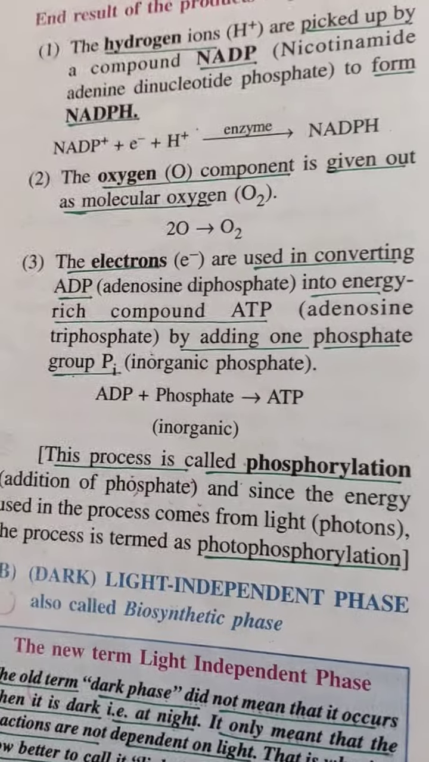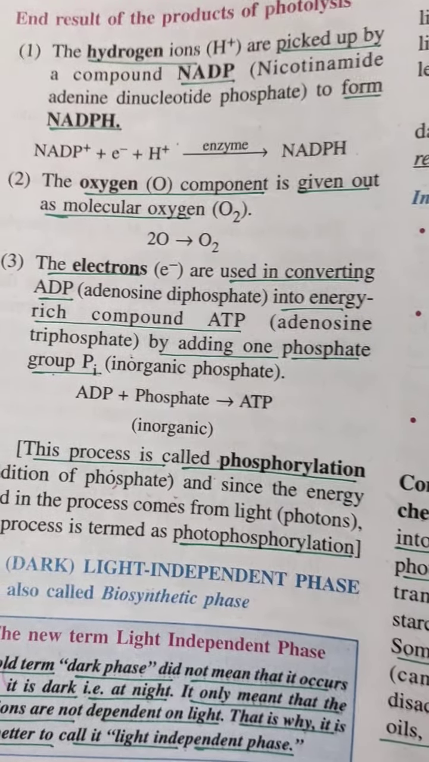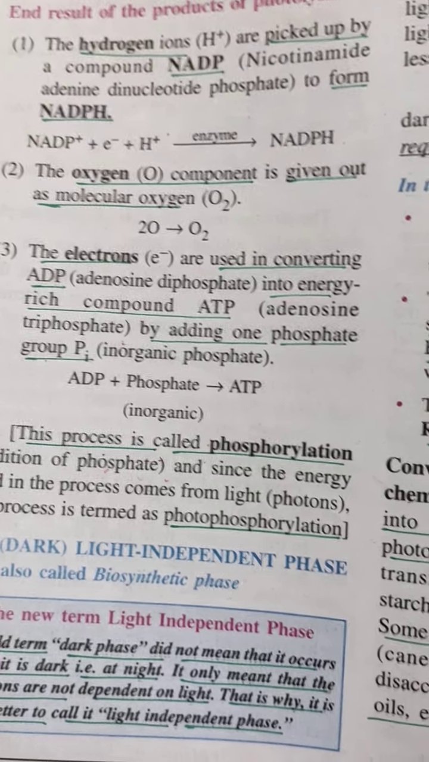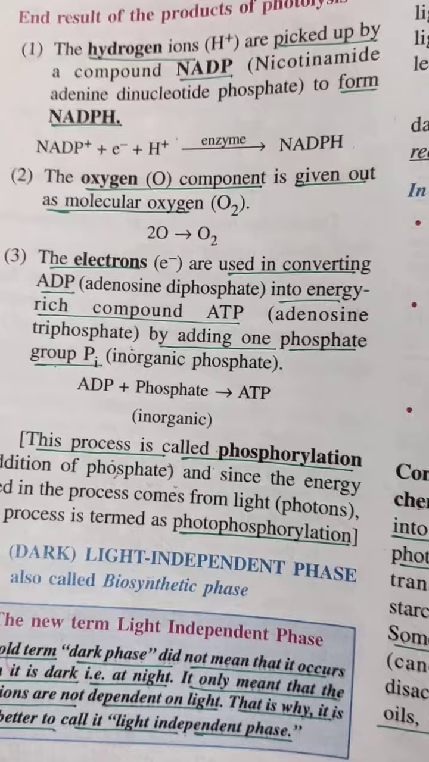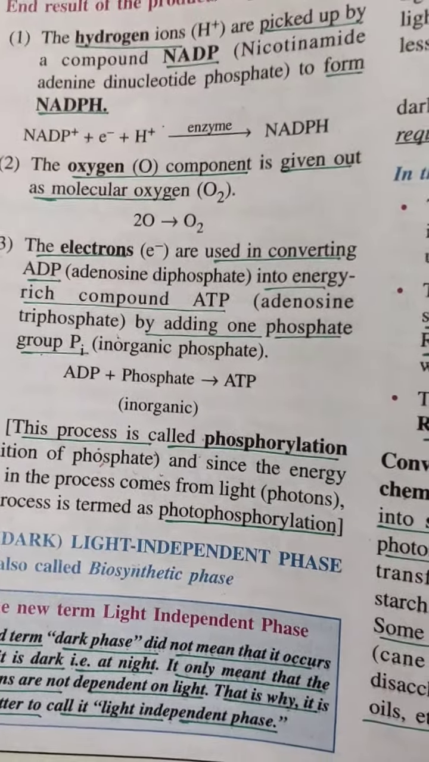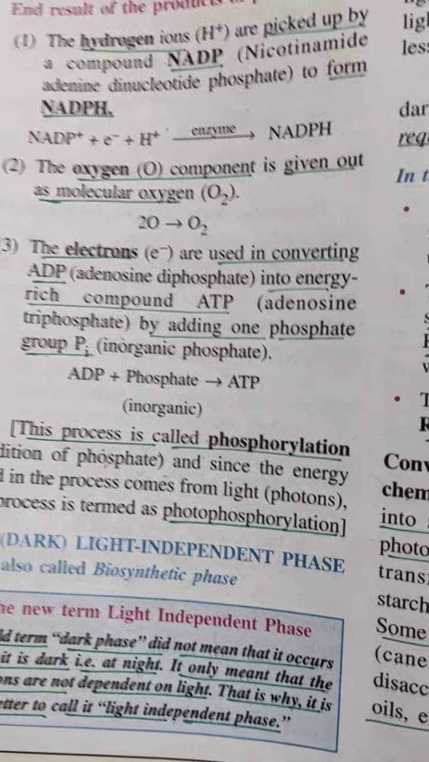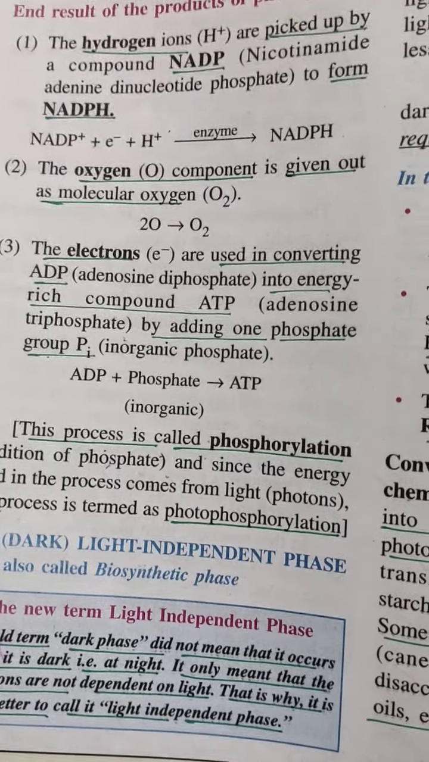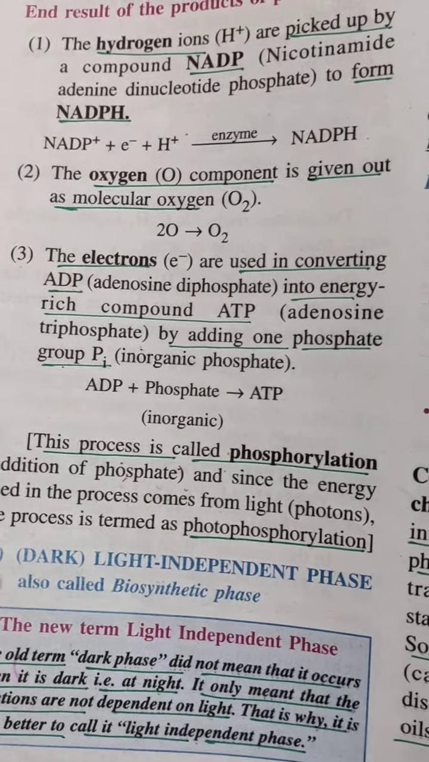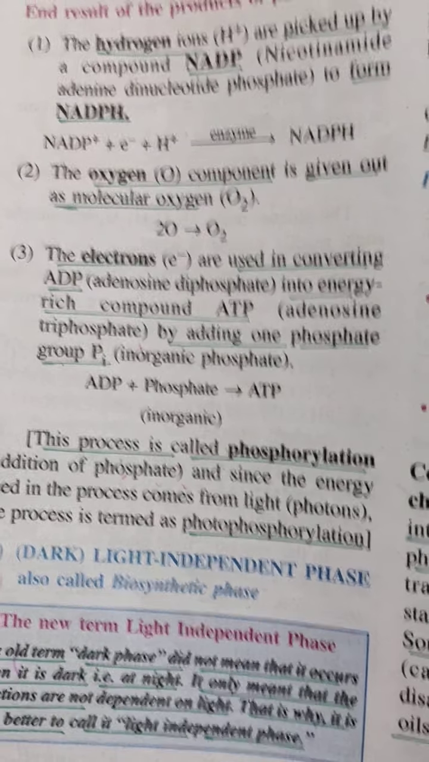Now, this part is also very important: the end result of the products of photolysis. The hydrogen ions are picked up by a compound known as NADP, nicotinamide adenine dinucleotide phosphate. This full form may come in your short questions or multiple choice questions, so you have to remember the full form. And what is it forming? NADPH, that means the reduced form of NADP.